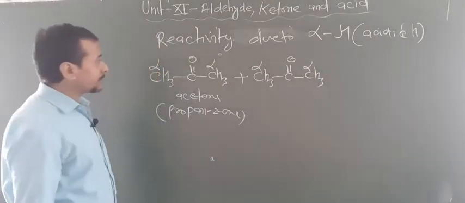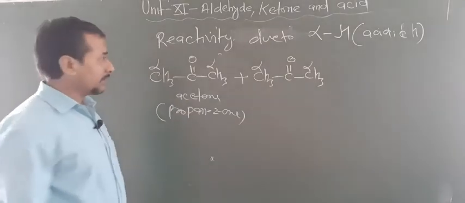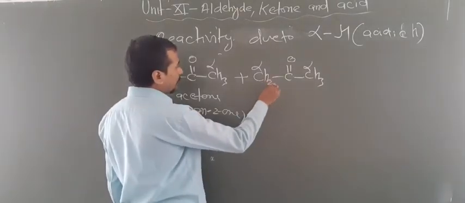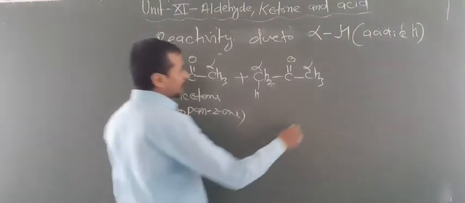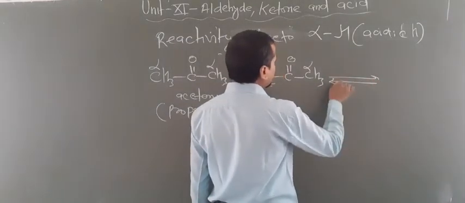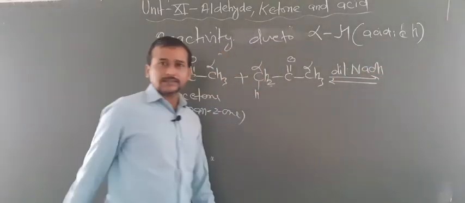What we have to do? One ketone group you have to move towards the carbonyl group. So now you can take 1H outside like this. Okay dear students, now the same thing is repeated. Again you have to take dilute NaOH to conduct this reaction.